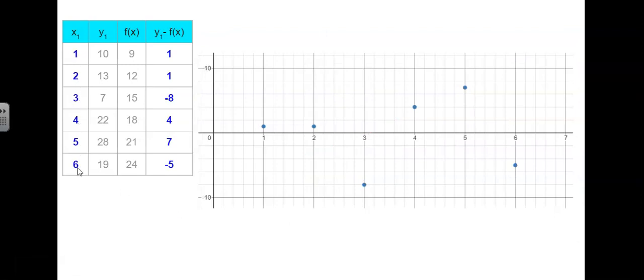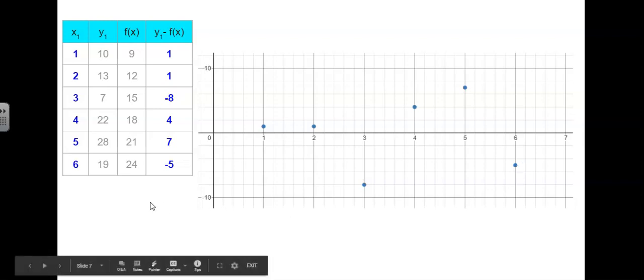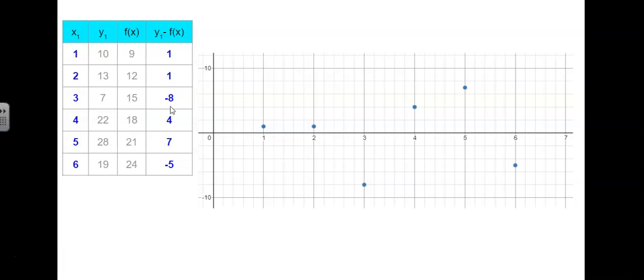I'm going to use the same x values and then these differences, these distances, and I plot those like a scatter plot. So this point right here represents x being 1 and the output, y, being 1. And then (2, 1), (3, -8), (4, 4), (5, 7), and (6, -5). Another thing to note is since we used a linear regression model using technology to get our line of best fit, when you calculate these residuals, the sum of the residuals, adding all these numbers up, is 0.